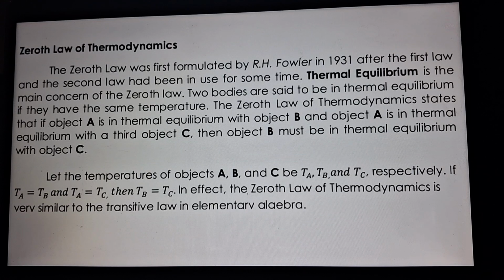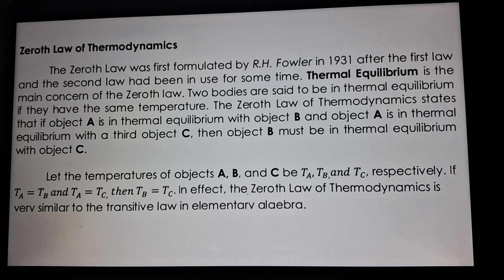Now let's talk about the zeroth law of thermodynamics. The zeroth law was first formulated by R.H. Fowler in 1931, after the first law and the second law had been in use for some time. Thermal equilibrium is the main concern of the zeroth law, and two bodies are said to be in thermal equilibrium if they have the same temperature.